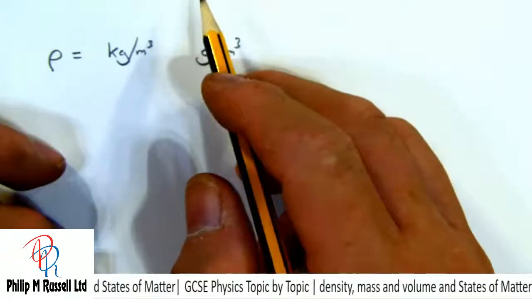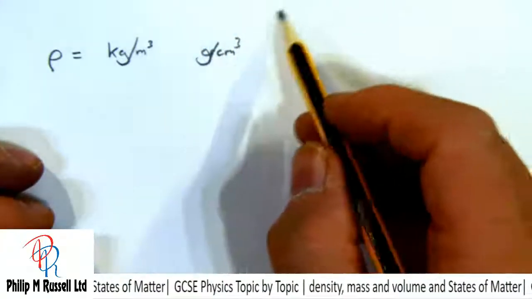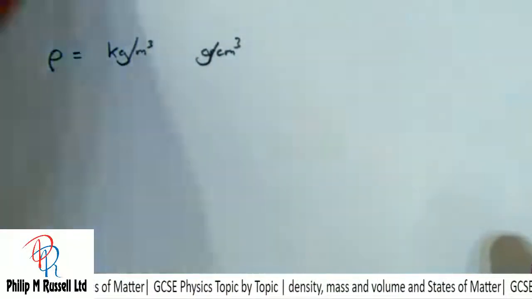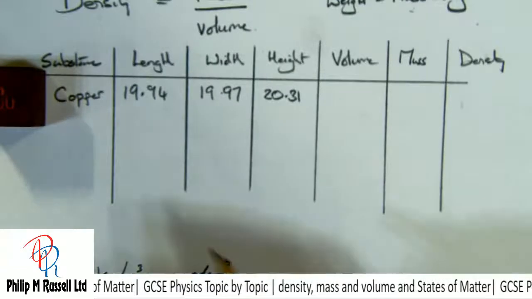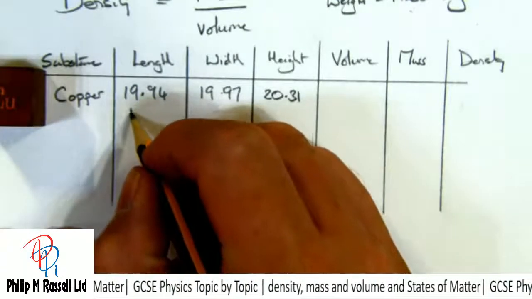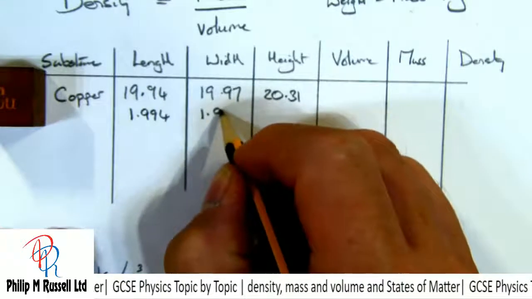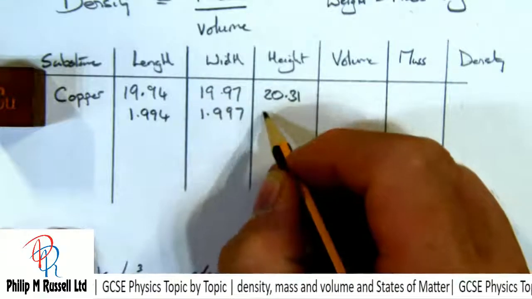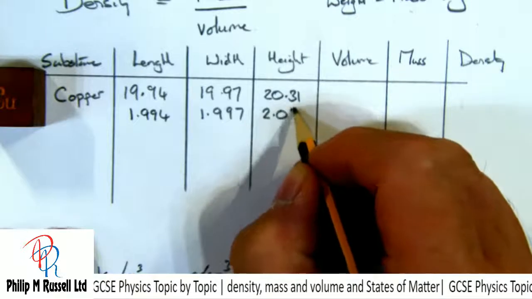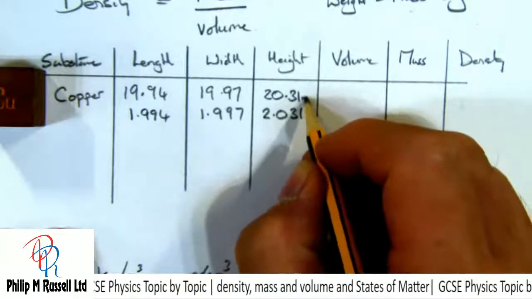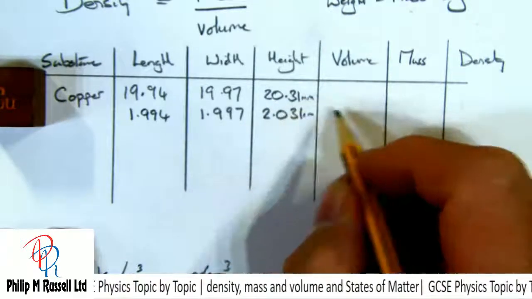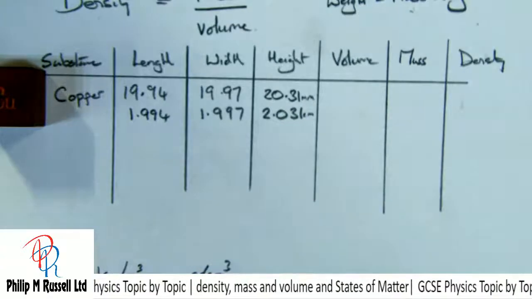So I want to make sure my values for my mass are going to be in grams, and for my items here, this is going to be 1.994, this is going to be 1.997, and this is going to be 2.031 centimeters. They were millimeters, these are centimeters. This is going to give me our volume.